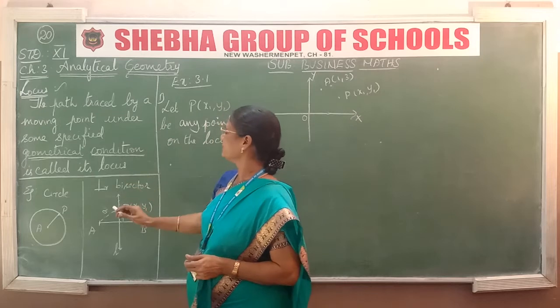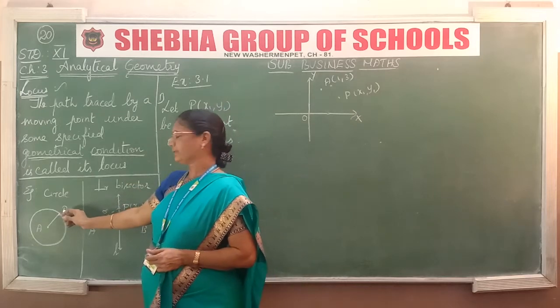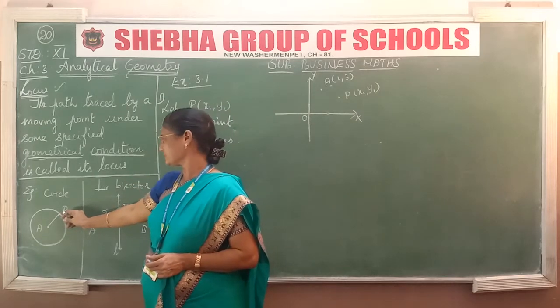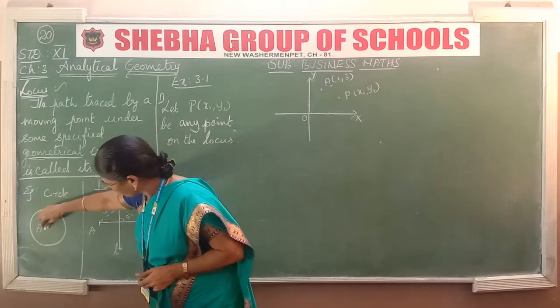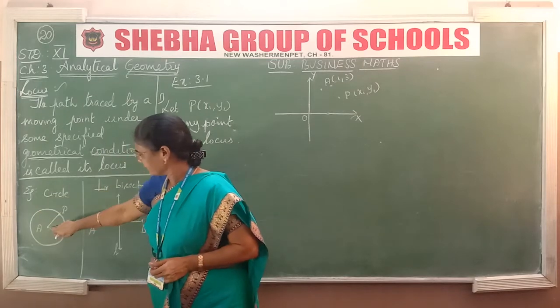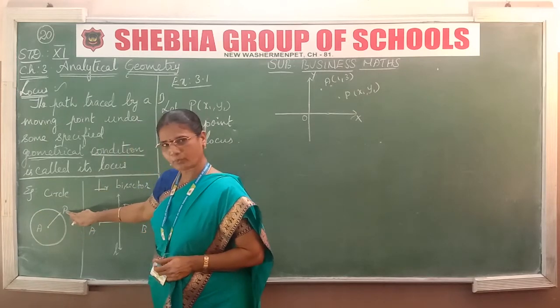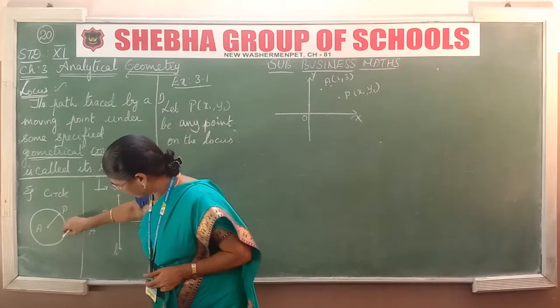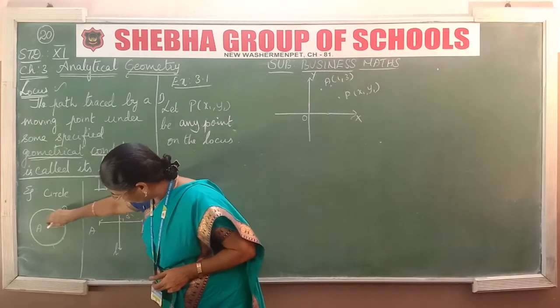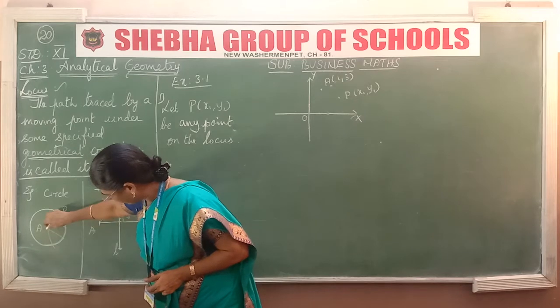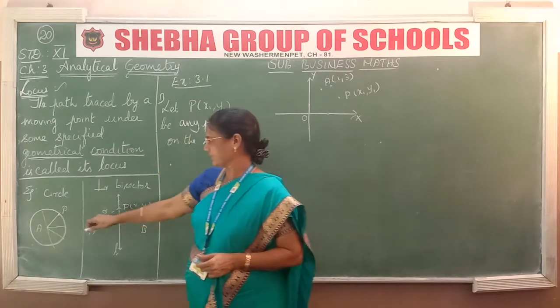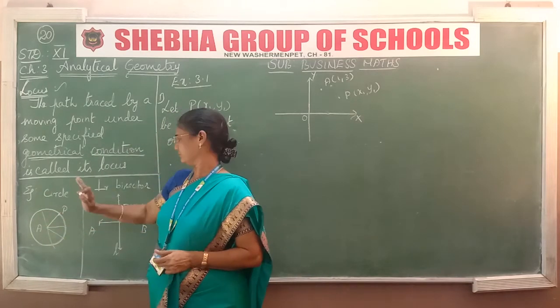For example, let P be any point on the locus. Here the distance from the fixed point A to the point P is constant. Take any place, this is constant. The distances are equal. In this case the path is a circle.